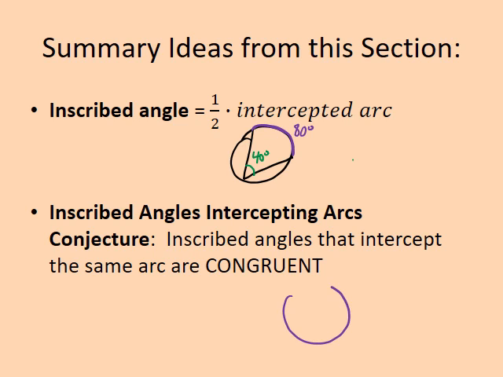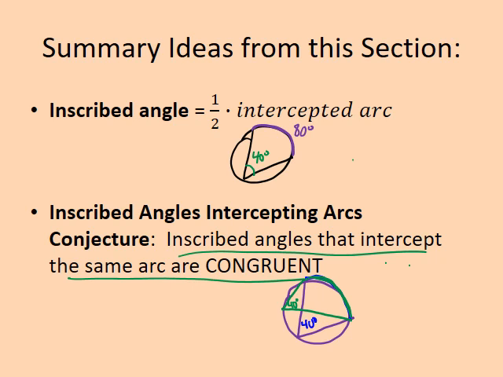Now, here's another circle. Here's an inscribed angle, and here's the intercepted arc. So we'll call this angle 40 degrees. If we have another inscribed angle that intercepts the exact same arc, it's also 40 degrees because they're both intercepting the same arc. And we know that inscribed angles that intercept the same arc are congruent.